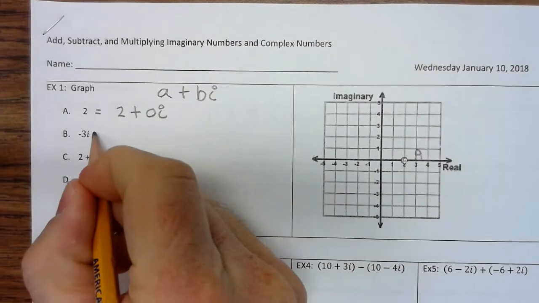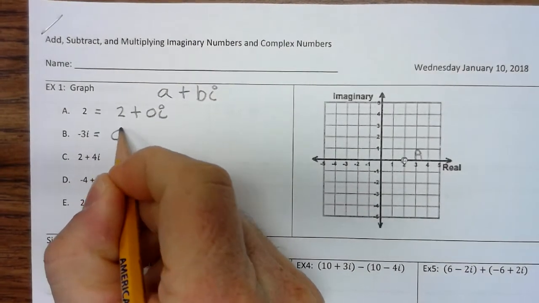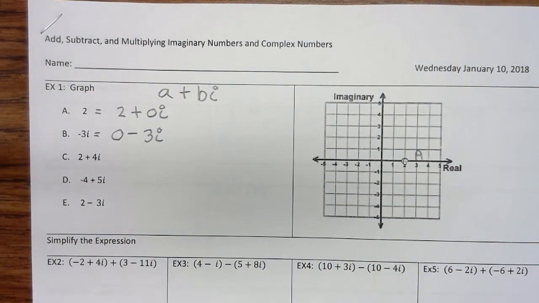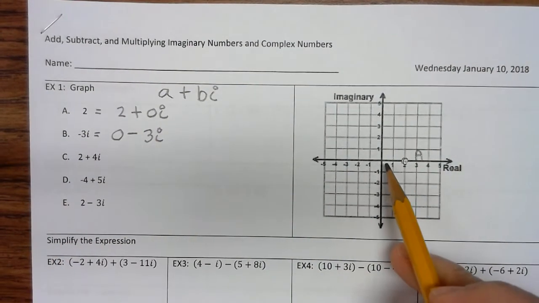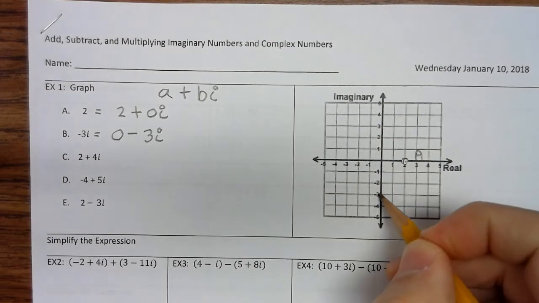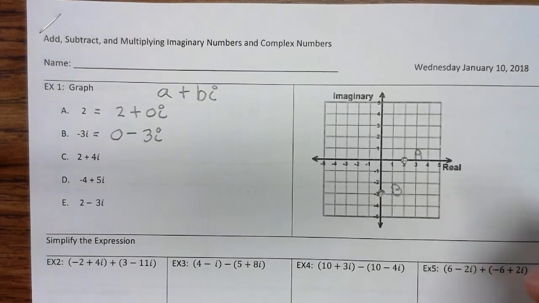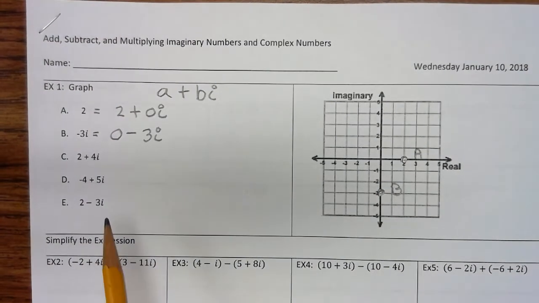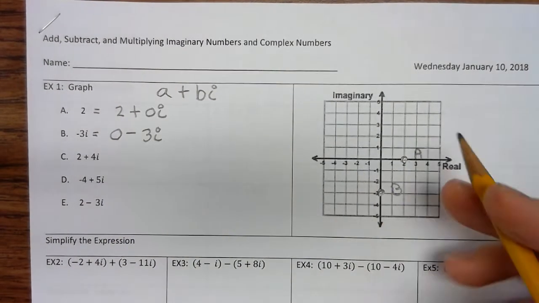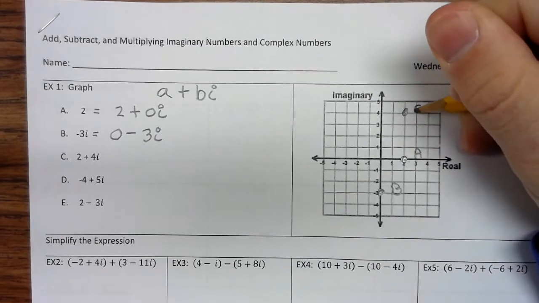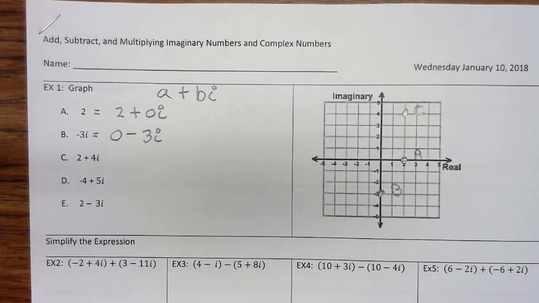Okay, -3i can be written as 0 minus 3i. So we don't go left or right on the real axis, we just go down 3, and that is point B. All right, and so then 2 plus 4i, we go to the right 2, up 4, and that's point C. You might pause the video for a moment and try to graph D and E on your own.